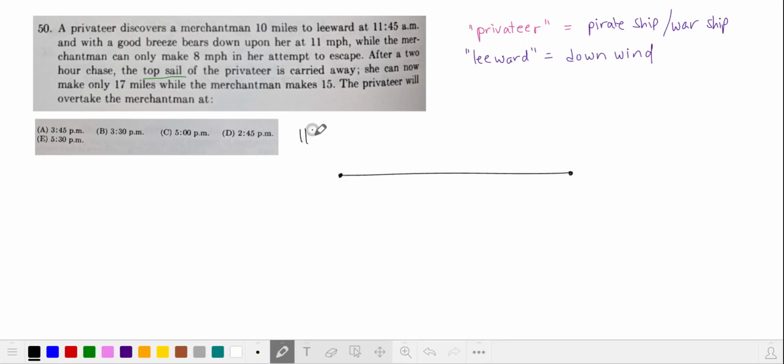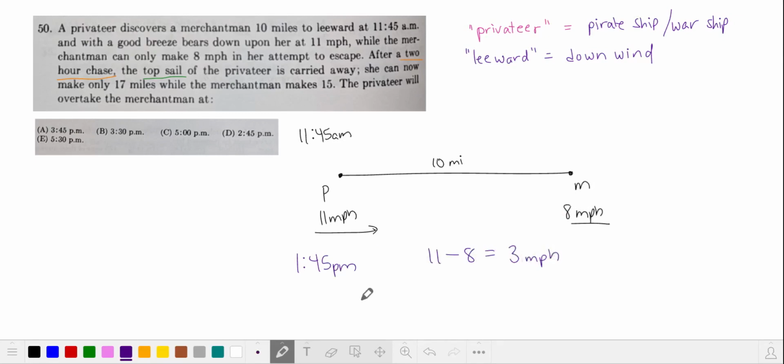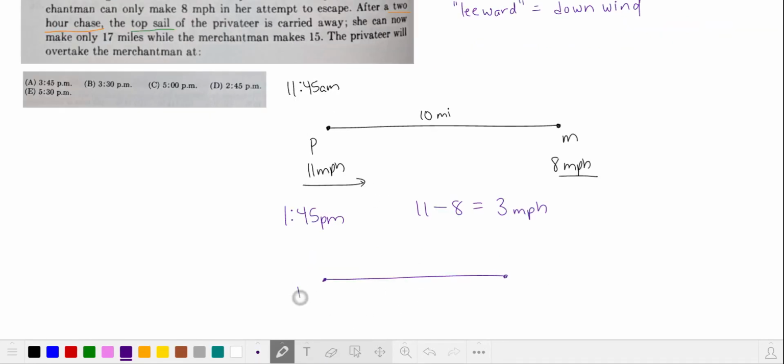We start off at 11:45 a.m. with our pirate ship and our merchant ship 10 miles apart. It looks like we're to interpret this to mean that the pirate ship is moving at 11 miles per hour, while the merchant ship only goes at 8 miles per hour. And then we have this 2-hour chase. So now it's 1:45 p.m. The difference in the rates between the pirate and the merchant ships is 3 miles per hour. So every hour, the pirate ship gains 3 miles on the merchant ship. So now somewhere downstream, after 2 hours have elapsed, the pirate ship has gained 6 miles on the merchant ship. So we'll subtract that from the 10 miles where they started off, and now they're only 4 miles apart.